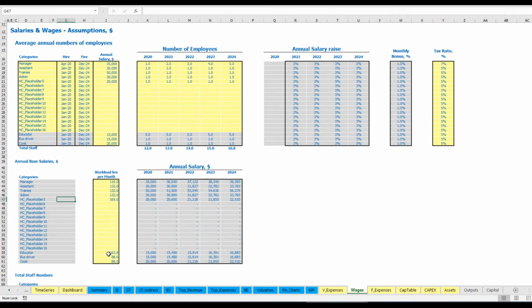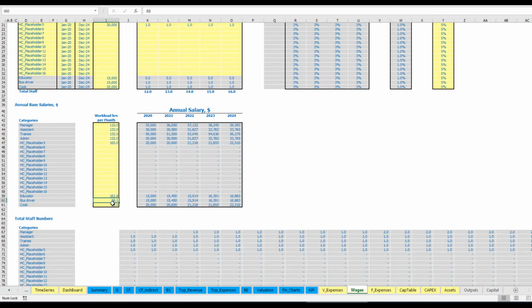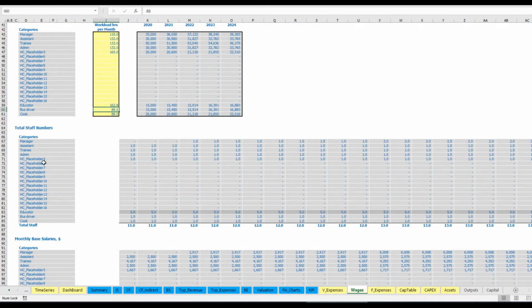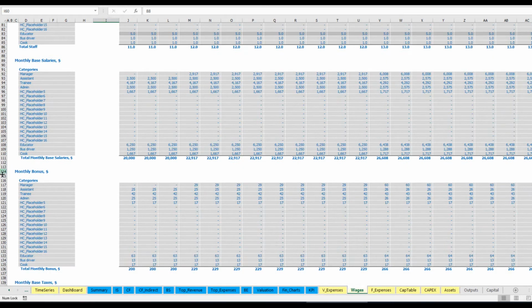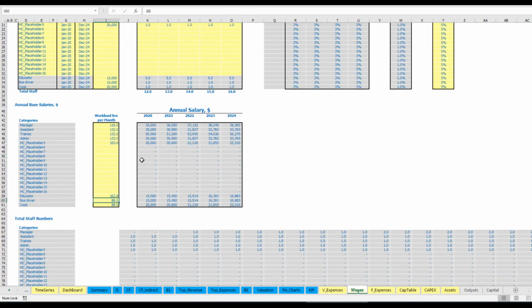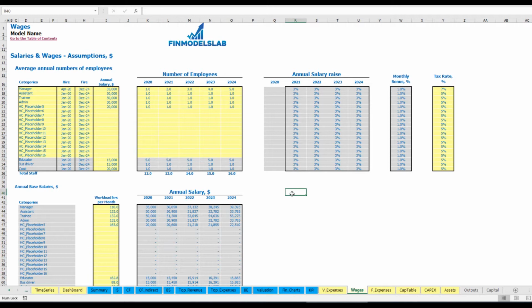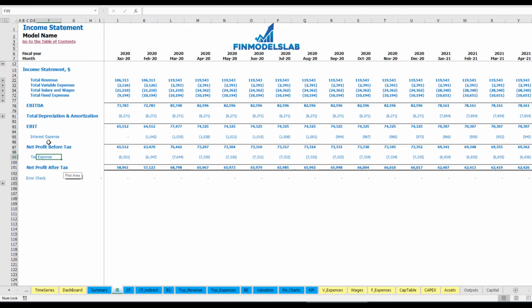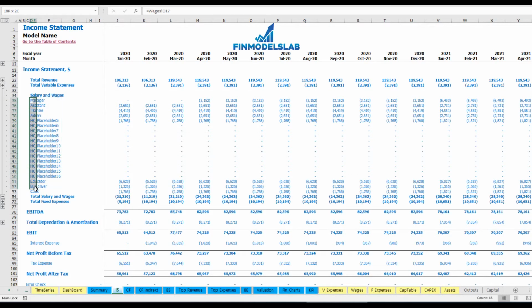The standard amount is something between 160 and 165 hours, but it can vary if it is part-time, or in case it is a driver it can be half-time, which is 88 hours. All the calculation of staffing numbers, monthly base salaries, monthly bonus, taxes rate, calculation of FTEs for these three categories you may see below. And separately on the income statement tab you have the total salaries and wages category, where you can see all your staff positions with the salaries, payroll tax and bonus broken down by months.